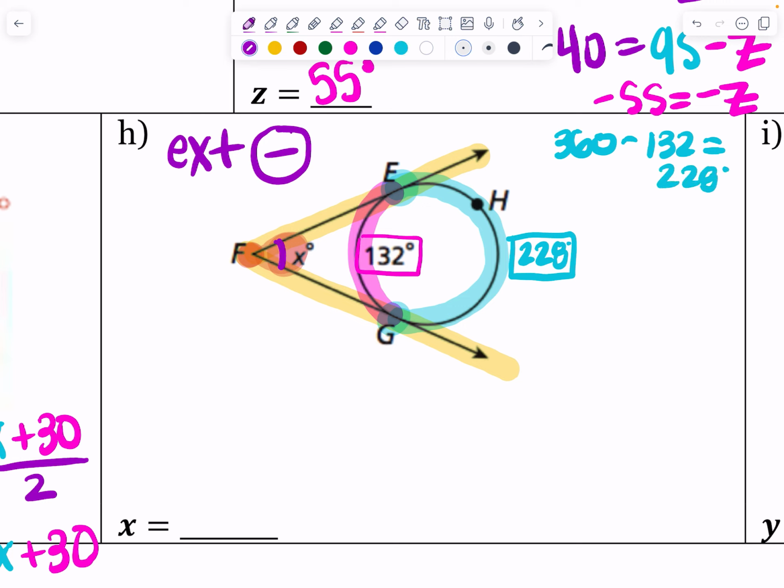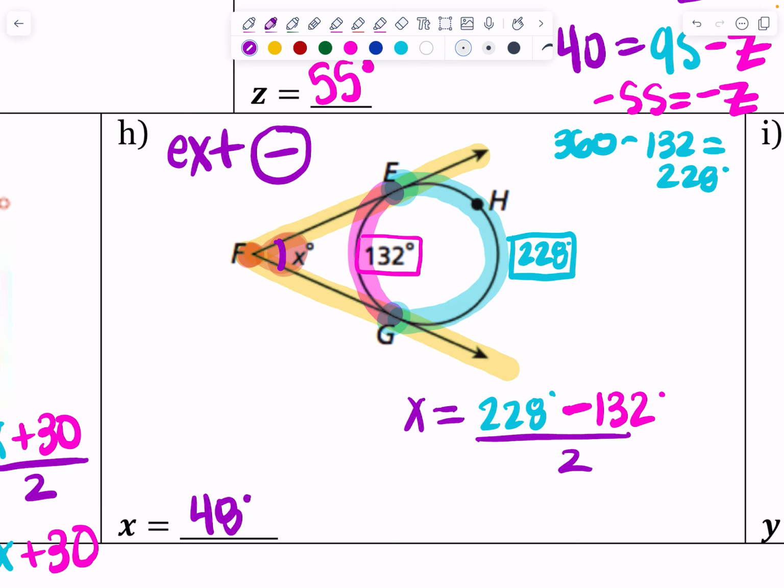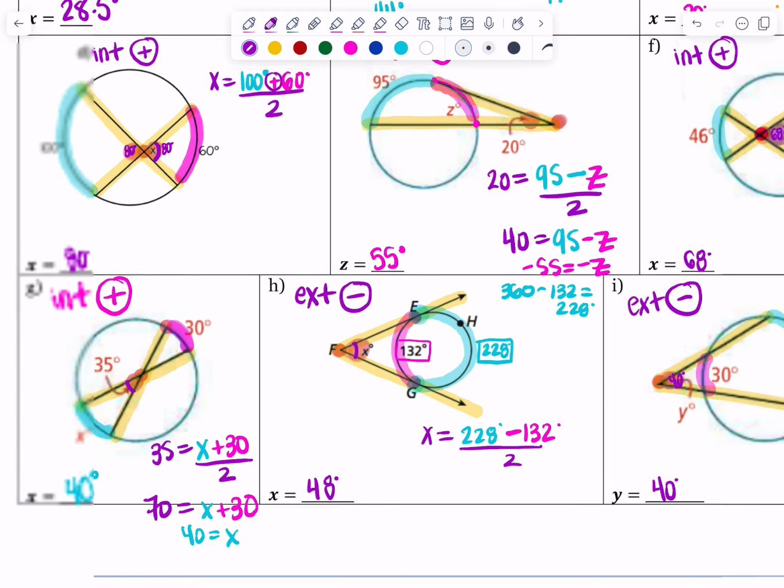Because I want to find this exterior angle. So the exterior angle x is going to be equal to the big arc, which is 228, minus the small arc, which is 132. Again, it's minus because I'm doing the difference, and I divide by 2. So what is 228 minus 132? It's 96. That divided by 2 is going to give me 48 degrees for this exterior angle. Does that look like a 48-degree angle? Does that make sense as an answer? It does. And you could check it again by plugging it back in, and you will always get 48.